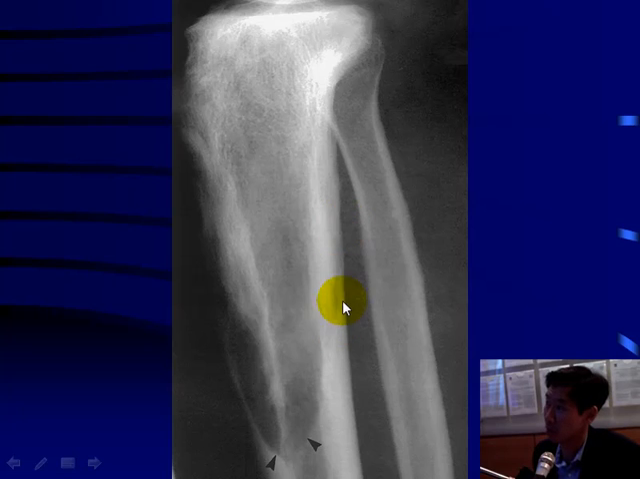Another example of blade of grass is one from the literature. This one looks more like a piece of grass, right?